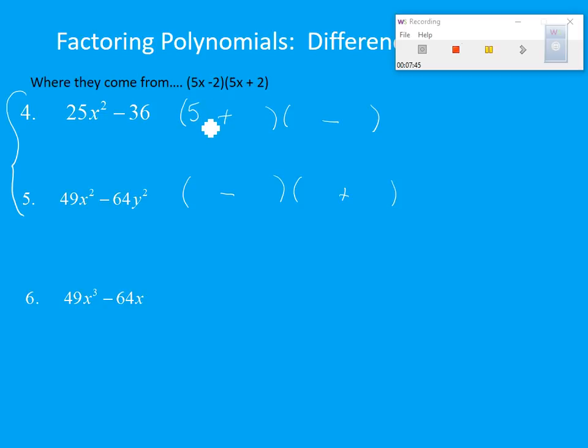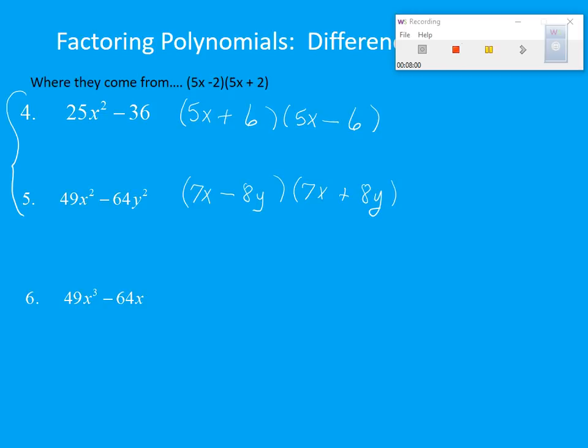It doesn't matter if you go plus, minus, minus, plus, and then you just take the square roots. Square root of 25x squared is 5x. Square root of 36 is 6. So boom, there's your number 4 factored. Number 5 factored will be 7x's right there, 8y right there. And then you just factored that difference of squares.